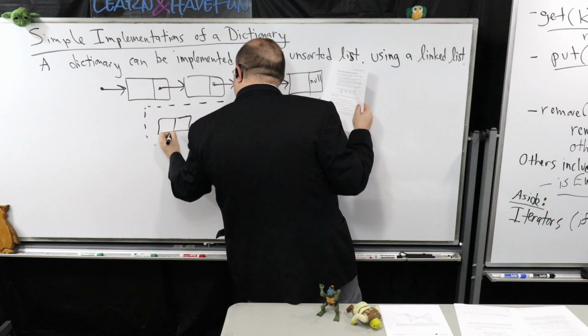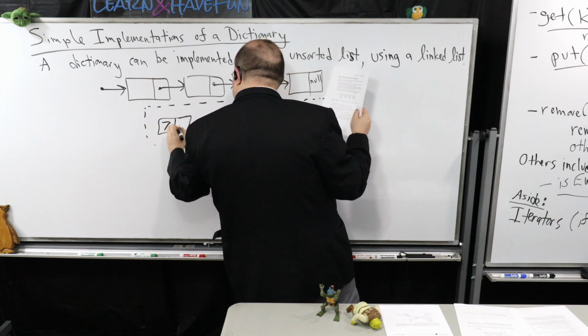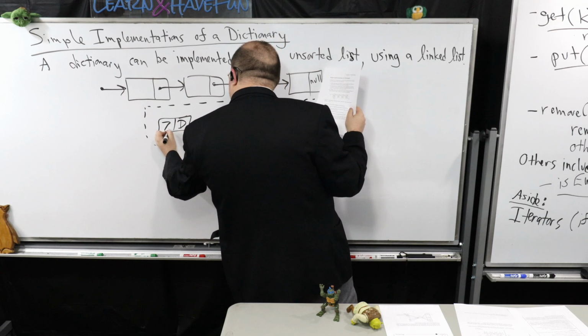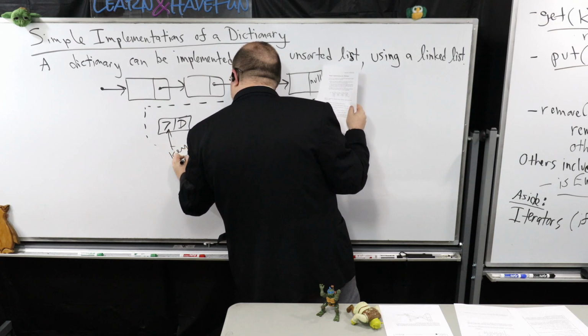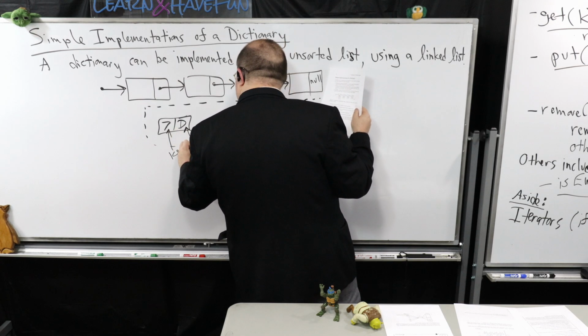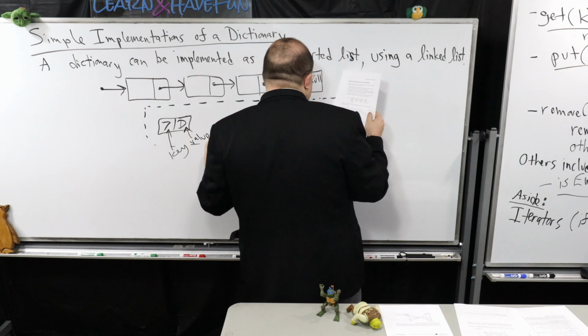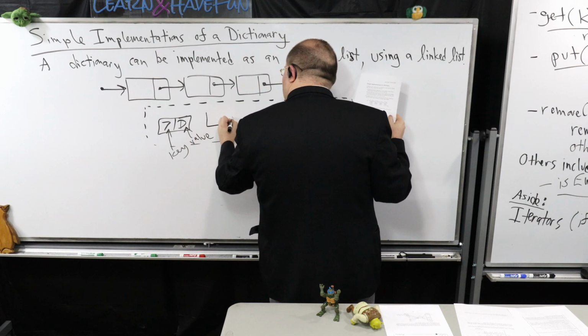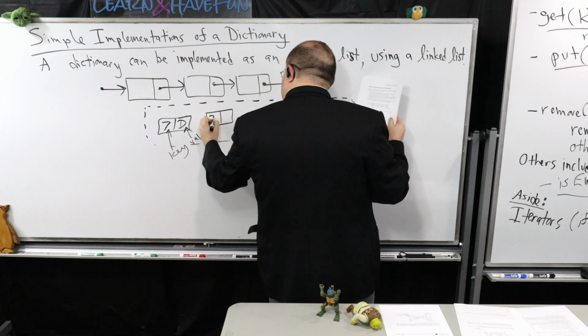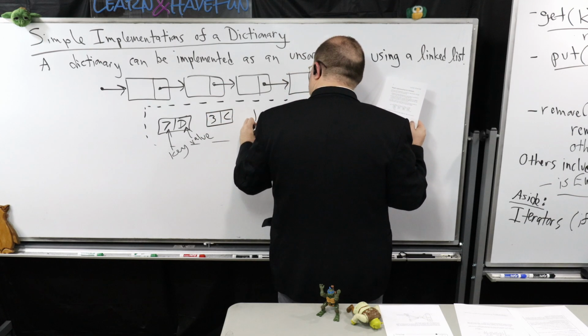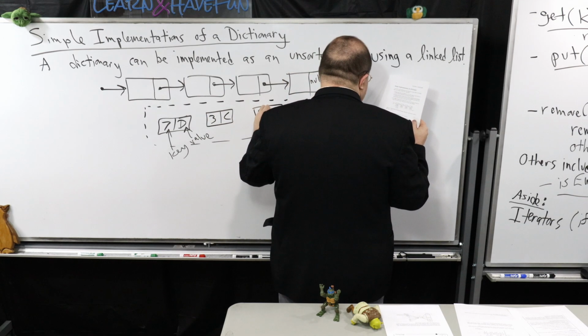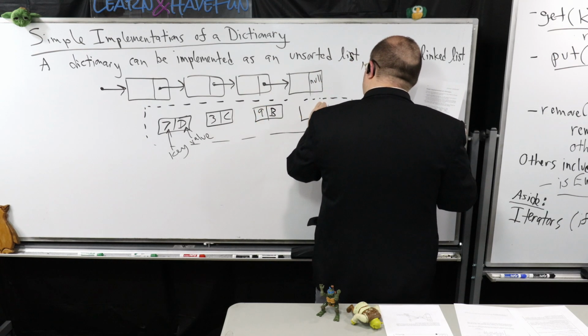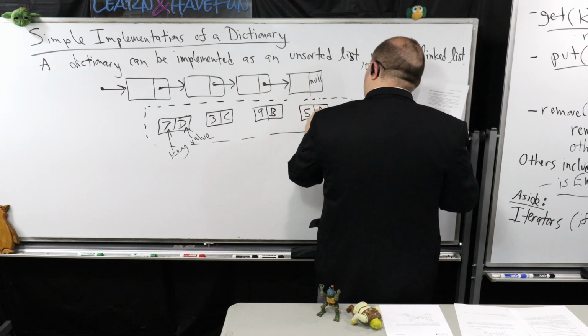So suppose I have some records. Say I have 7 as the key and D as the value. So suppose that 7 is a key, D is the value. And suppose that I have a whole bunch of these records. So I have 3C, 9B, and I have 5 and A.